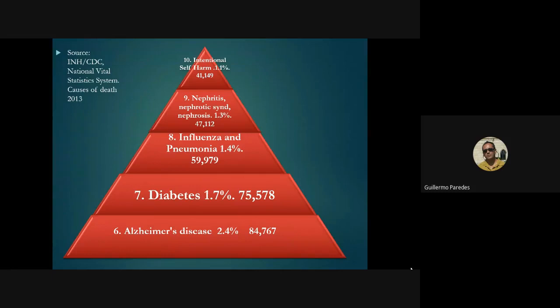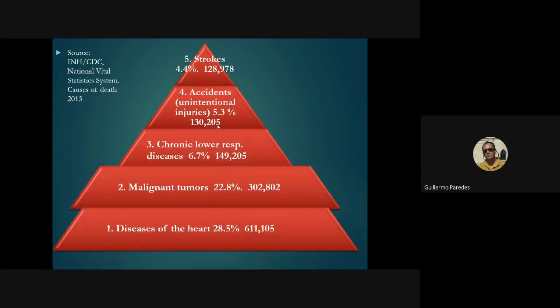All right, here we have the main causes of death. This data is from 2013, about 7-8 years ago, but the order is basically the same. The number one cause of death is going to be diseases of the heart. Besides the percentage, you don't need to memorize that. The most common cause of death is myocardial infarction, about 700,000 people a year in the United States.